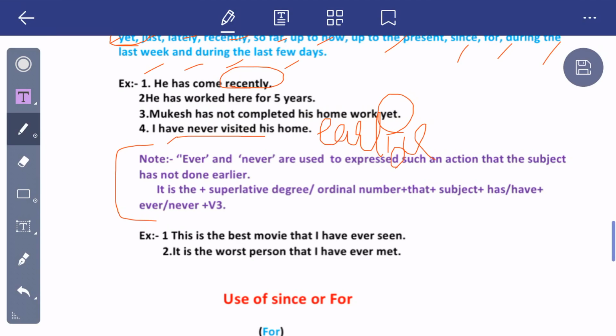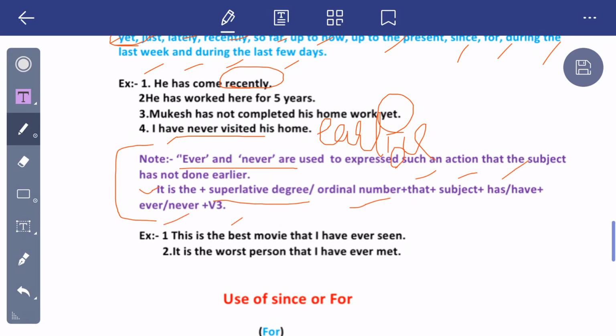It means ever and never, if we are using ever and never in any sentence, it means the subject has not done that type of action earlier. It means before that time. Look at the first structure: the plus superlative degree, either you have superlative degree or ordinal number. After that you will be given that conjunction. Then after that you will be given subject, has, have, ever, third form.